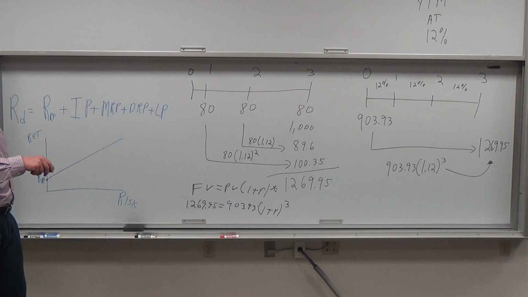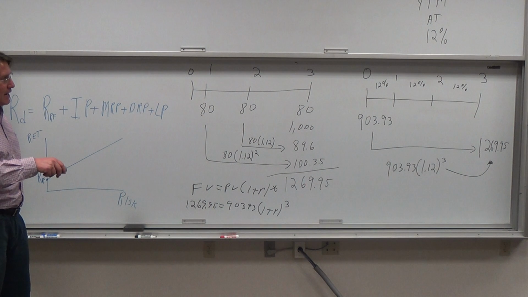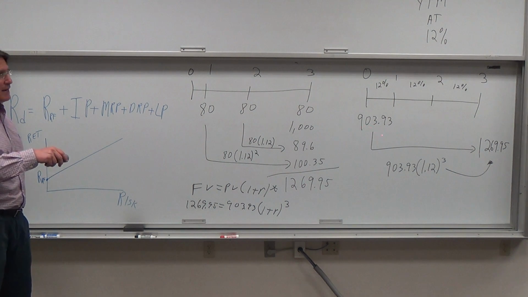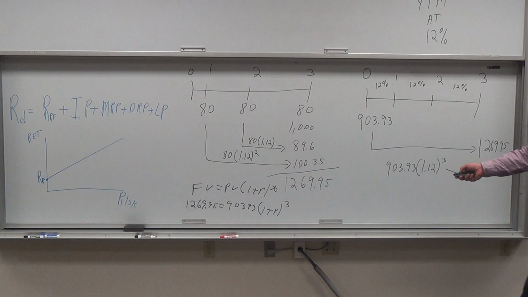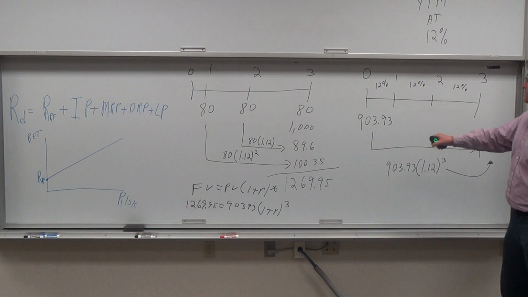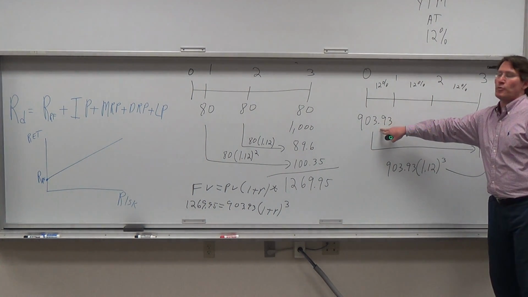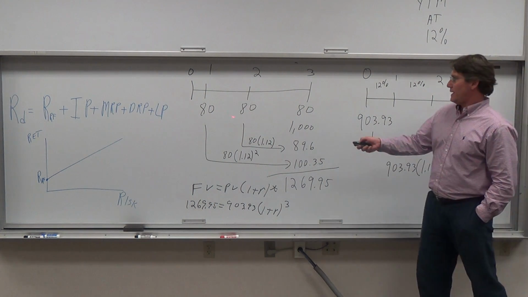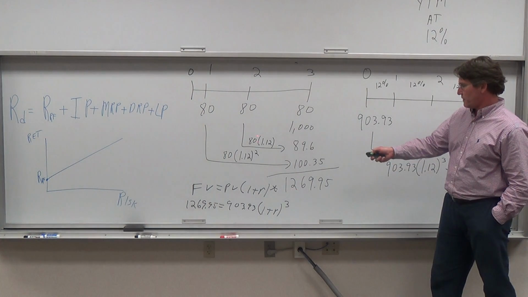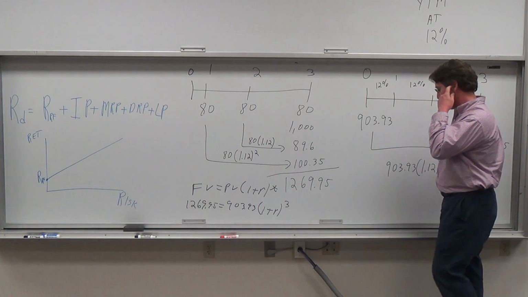$1269.95. We would be indifferent between this investment and an investment where I invested my $903.93 at 12% each year. It would also grow to $1269.95. So I'm indifferent between the two. So I have proven the yield to maturity of 12%, that I have to reinvest at 12%. Because the $903.93, if it's getting 12% every year for 3 years, grows to $1269.95. My 80, 80, and 80, reinvested at 12%, also grows to $1269.95.